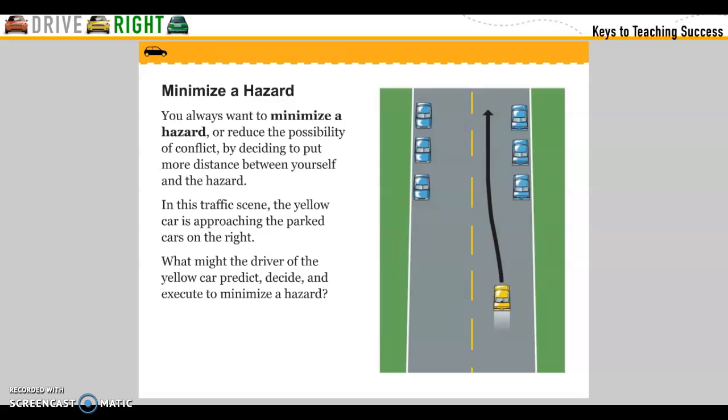Minimize a hazard. You always want to minimize a hazard or reduce the possibility of conflict by deciding to put more distance between yourself and the hazard. In this traffic scene, the yellow car is approaching the parked car on the right. What might the driver of the yellow car predict, decide, and execute to minimize the hazard?